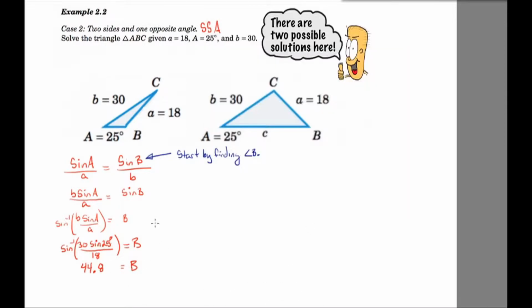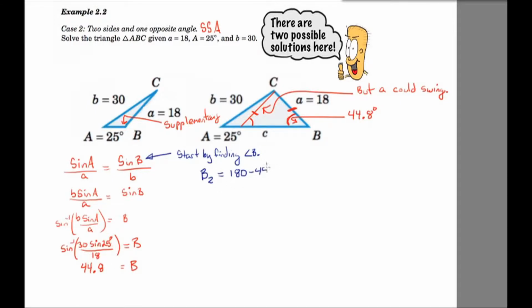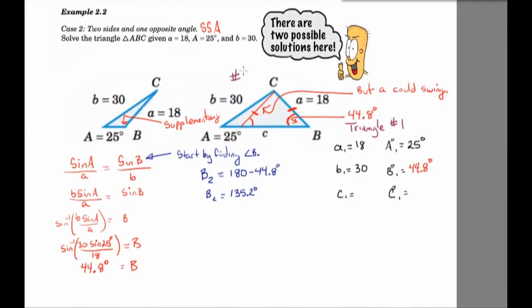We got 44.8 degrees. What makes this side-side-angle case ambiguous is this angle C right here. We don't know what it is, so side A could swing to make this triangle obtuse, like the left one, or acute, like the right one. So angle B could be 44.8, or it could be supplementary to that, as in the obtuse triangle, and be 135.2. So we end up getting two possible solutions in two triangles.